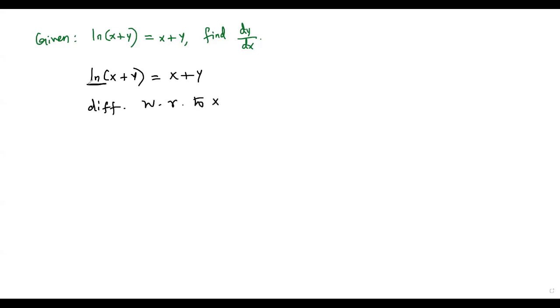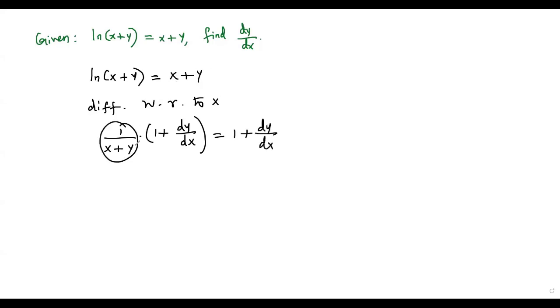Whenever I find the derivative of a natural logarithm, I write 1 in the numerator, and whatever is in the argument of the logarithm goes in the denominator, that is 1 over x plus y. This is the derivative of just the natural logarithm. By the chain rule, I have to do further derivative for the argument. The derivative of x with respect to x is just 1, and the derivative of y with respect to x is dy over dx. Now let's differentiate the right side with respect to x. The derivative of x is just 1, and the derivative of y is dy over dx.